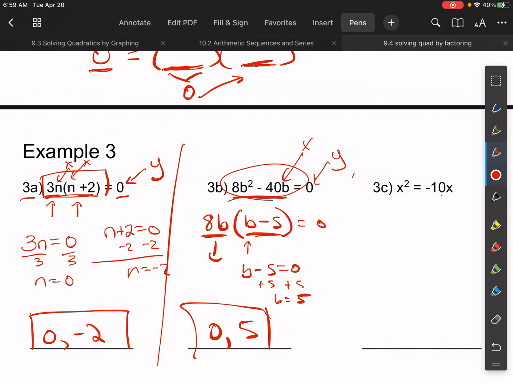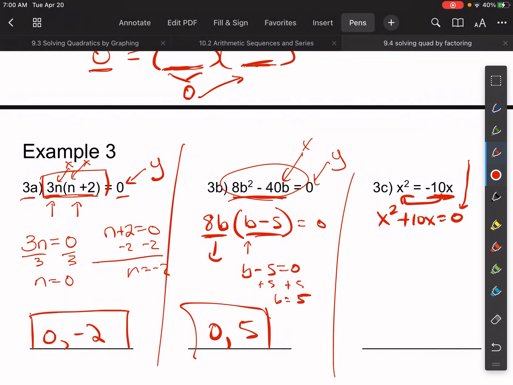And then for 3c here, what I would encourage you to do is, it looks like you could take the square root of both sides. This looks like one of those square root properties. But since there's an x term here, it's not very easy to take a square root of that. So what I'm going to do is, what if I move this over? So x squared plus 10x equals 0. Whenever you're solving, you want it to equal 0. That's an important point, actually. Whenever you're solving a quadratic, you want it to equal 0 when you're solving for the solution.